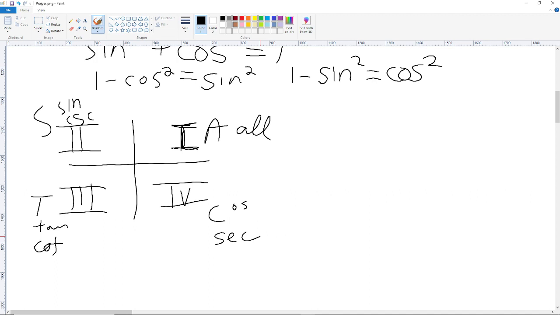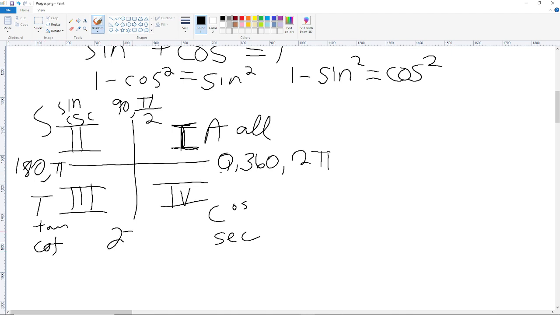Now, how do we know what's in the first quadrant, second quadrant, third quadrant, fourth quadrant? Well, you can either go by angles or what's called radians. If you don't understand radians, just memorize this. This is 0 degrees. It's also 360 degrees, because remember, it just keeps happening over and over again. And it's also called 2 pi radians. Up here is 90 degrees, or pi over 2 radians. This is 180 degrees, or pi radians. And this is 270, or 3 pi over 2.